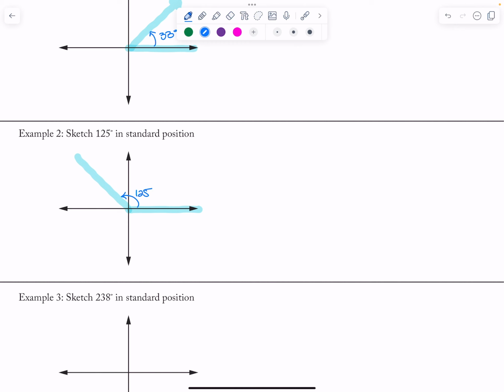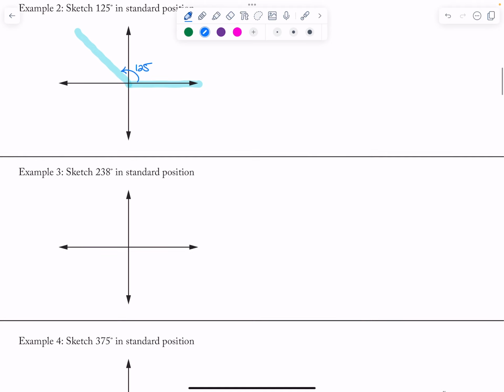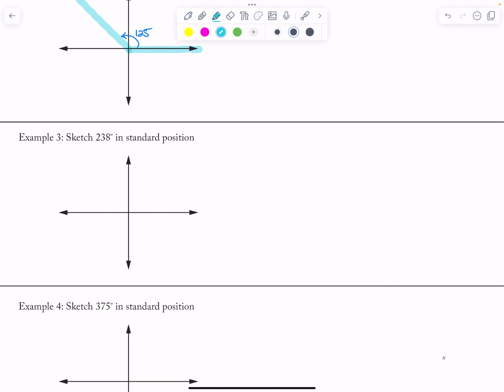Yes, I want you guys to draw the arrow. Yes, I want you to label the angle measurement. No, I don't care if you use colored markers, pencils, crayons, whatever you want to do.